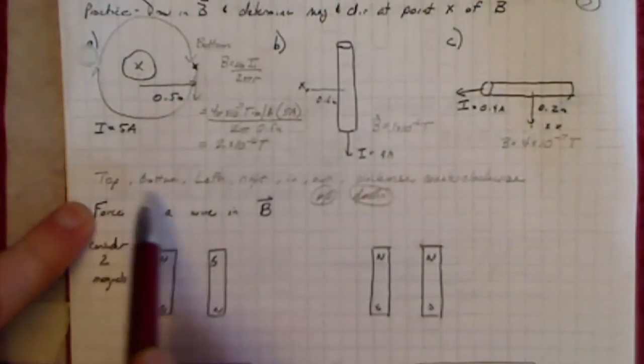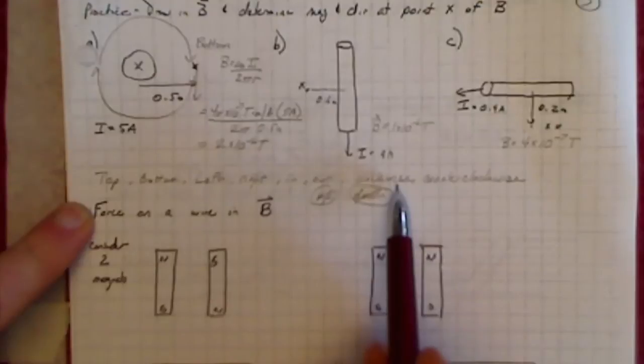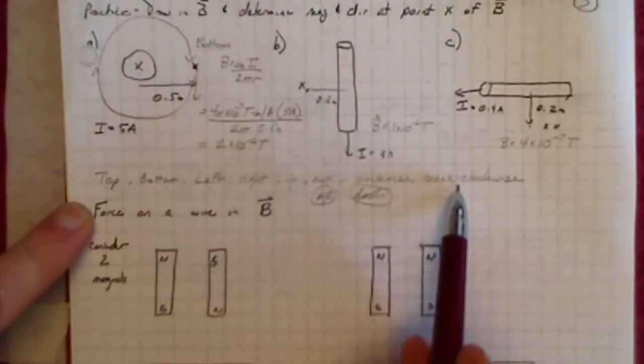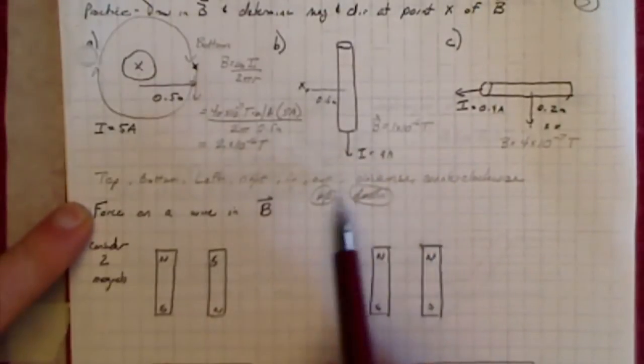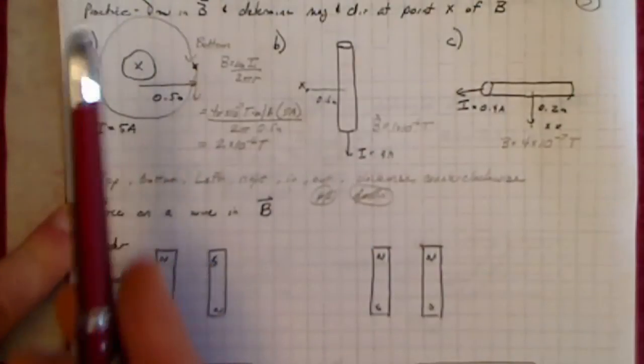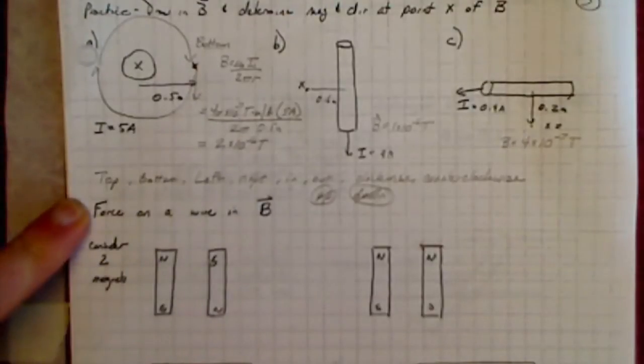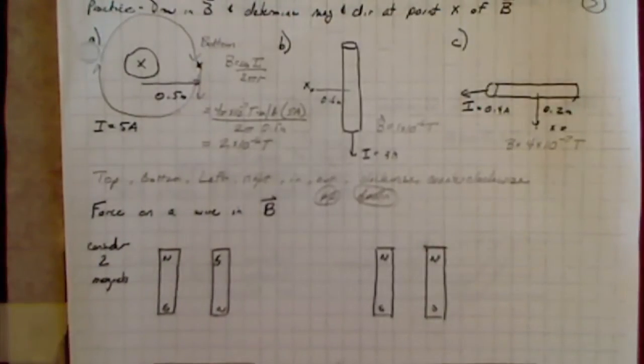Please stick to top, bottom, left, right, in, out, clockwise and counterclockwise for your answers. Up and down are confusing. Up can mean towards the top of the page or out of the page. Down could mean into the page or towards the bottom of the page. So please be very careful about that.